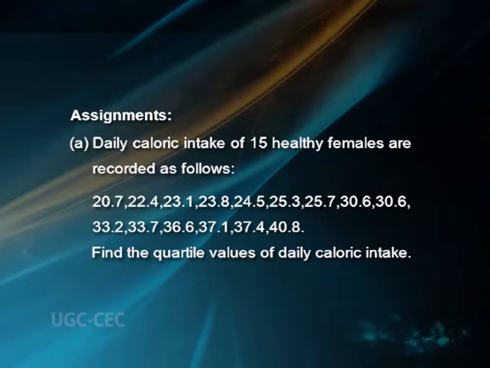Now, please try to answer the following questions. 1. Daily caloric intake of 15 healthy females is recorded as follows: 20.7, 22.4, 23.1, 23.8, 24.5, 25.3, 25.7, 30.6, 30.6, 33.2, 33.7, 36.6, 37.1, 37.4 and 40.8. Find the quartile values of daily caloric intake.